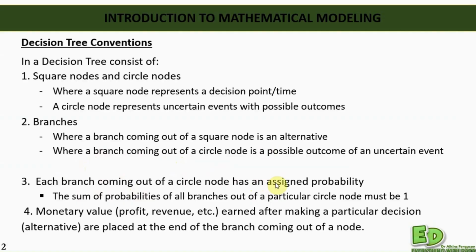So the statement could say it is 0.35 successful, or 35% successful. 35% successful simply means that it's 65% unsuccessful. And you should know what this also means: the sum of probabilities of all branches out of a circle node must be 1. So all probabilities must sum up to 1.